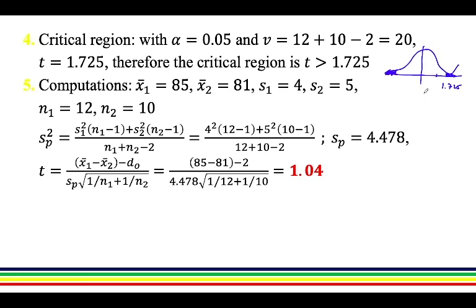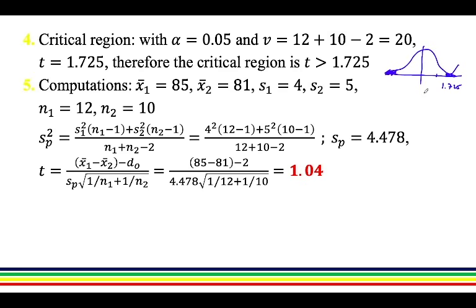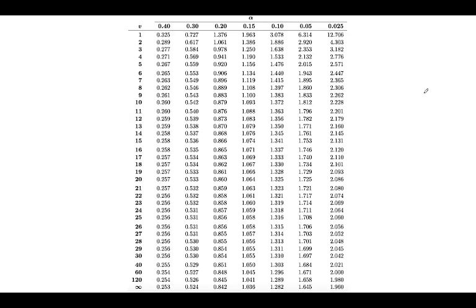But the testing does not end right there. We can also prove further by taking the p value. And how are we going to do that? Let's take a look at the t value, which is 1.04, and look for it in the table. So 1.04 at v equal to 20 is somewhere here.